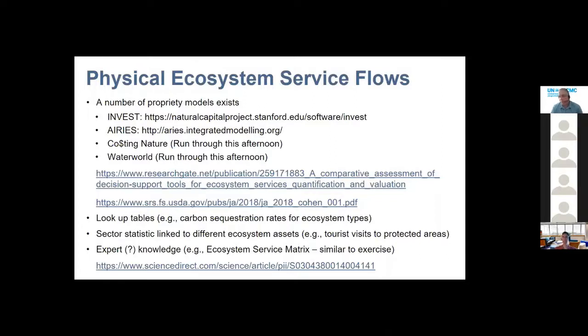And one of the things that's being used is this ecosystem service matrix. And this is very similar to the exercise that we just went through, but a bit more structured. And there's a paper to link to that too.